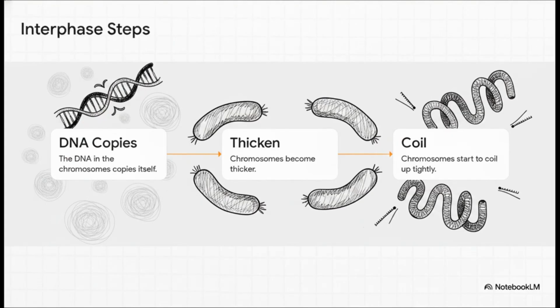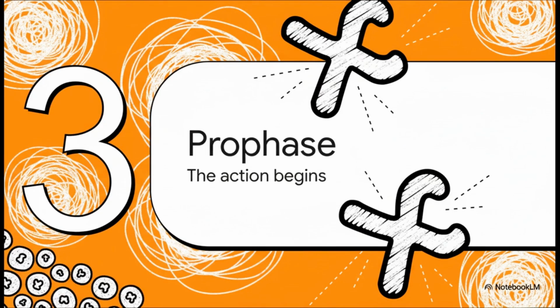So, what exactly does that groundwork look like? Well, first, the DNA inside the chromosomes copies itself. Basically, we're duplicating our blueprints. Then, to get ready for the big move, the chromosomes actually become thicker and start to coil up really tightly. Think of this as bundling all your lumber and steel beams tightly together so they're way easier to transport across the job site. Which brings us to Section 3, Prophase.